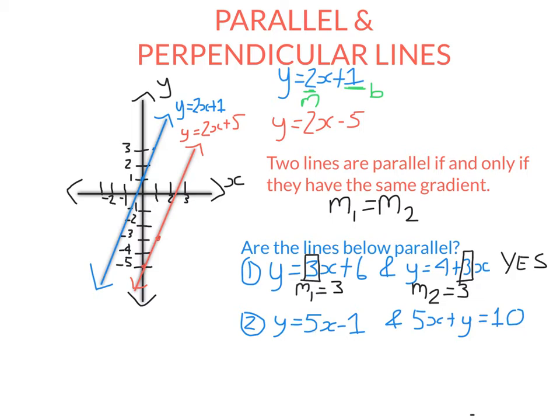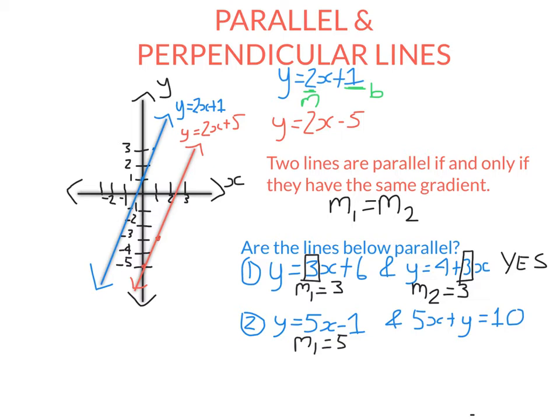Let's look at these two equations here. Well, clearly the gradient of this line is the number in front of x, which is 5. But the second one's a little more difficult. See, this one is not in the form y equals, so we can't say that the number in front of x is the gradient. In order to know the gradient of this line, we need to rearrange it so it's in the form y equals something.